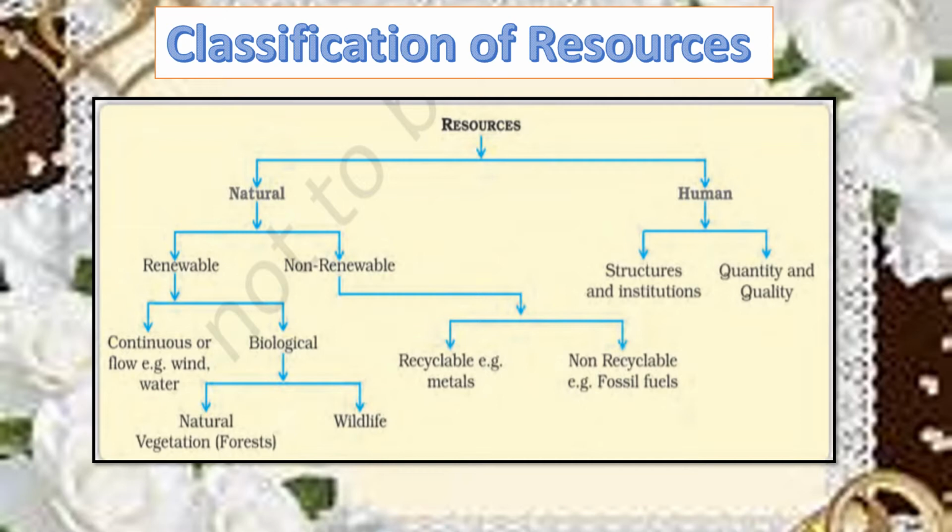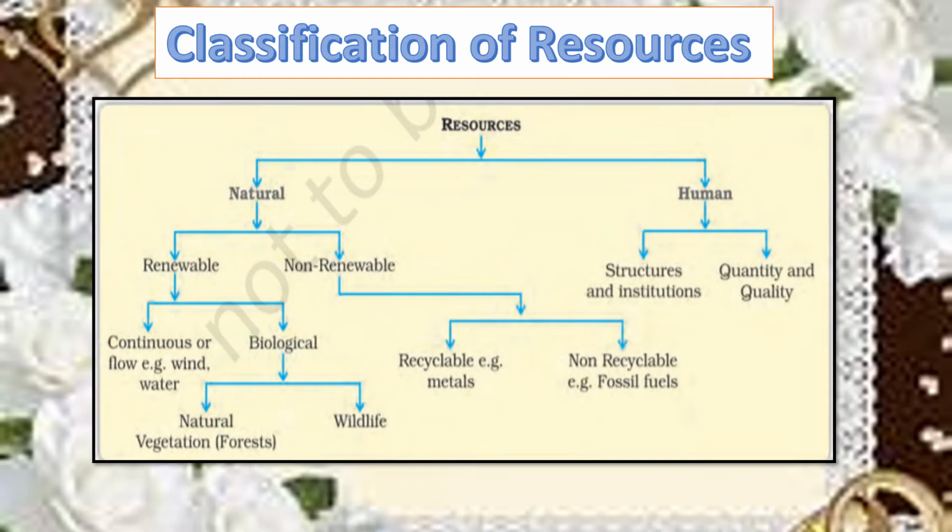Now let's look at non-renewable resources. Non-renewable resources are further categorized into two, recycle like metals and non-recycle like fossil fuels. The next broad category under resources is humans. Humans are divided into structure and institutions, and quantity and quality.